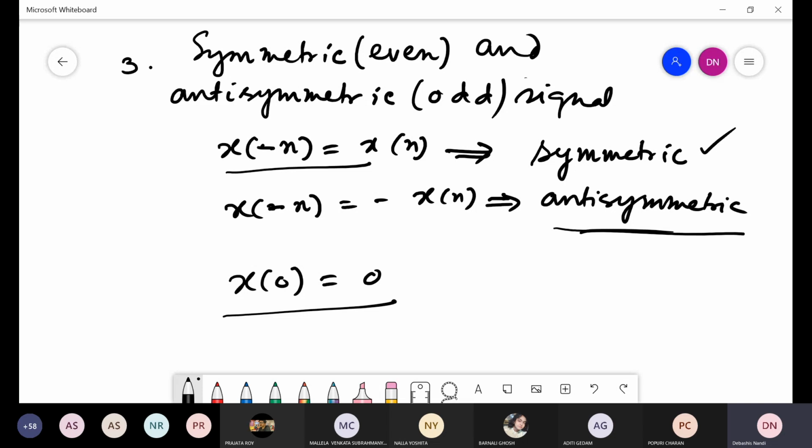So here you have to remember this particular point. Sometimes it is used for calculating the energy or signal power.